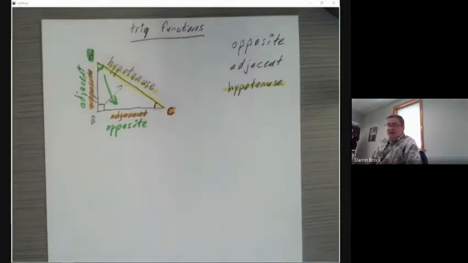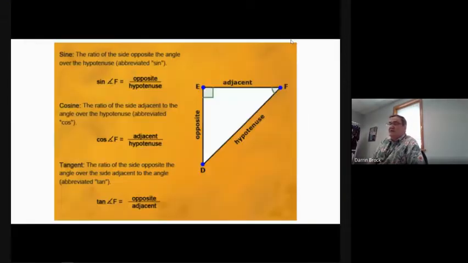Okay. In that case, let's move on and let's talk about what the trig functions are. Here's what they look like. You see the triangle we have here with opposite and adjacent, and it says the three main trig functions we use are sine, cosine, and tangent. And we have definitions. Sine is the ratio of the side opposite of the angle over the hypotenuse, and we abbreviate it SIN, sine.